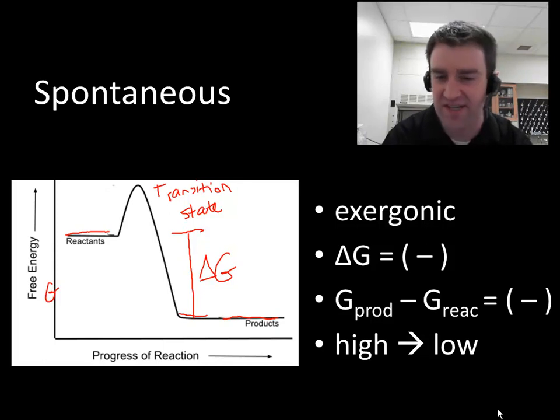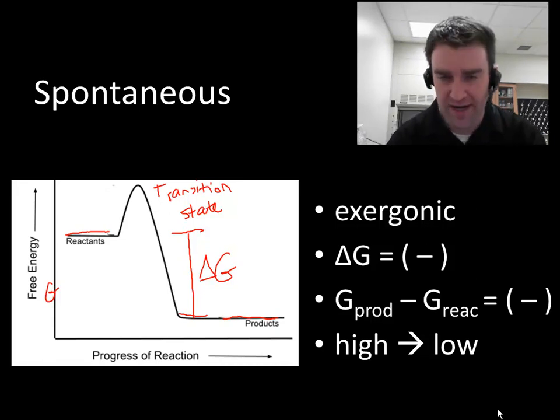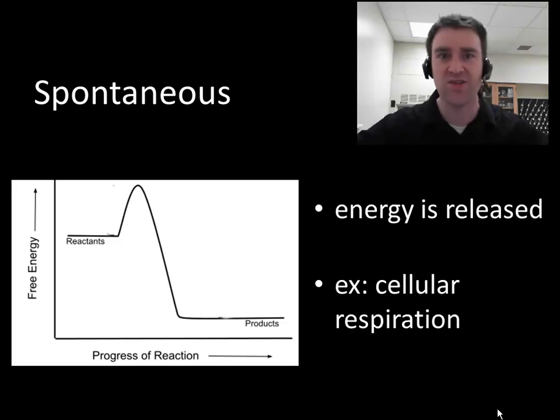Another way of saying this is that delta G is negative, because remember that delta G is the energy level of the products minus the reactants, so it's going to be something small minus something bigger, which gets you a negative number. We're going from high to low. That's another way of really saying that the energy is released from this chemical reaction. If delta G is negative, that negative sign really indicates that energy is being released to the solution.